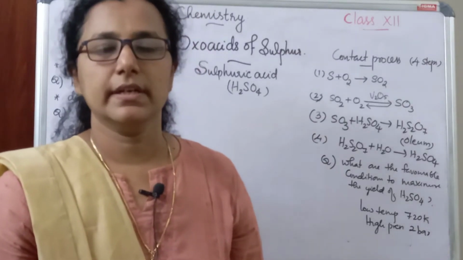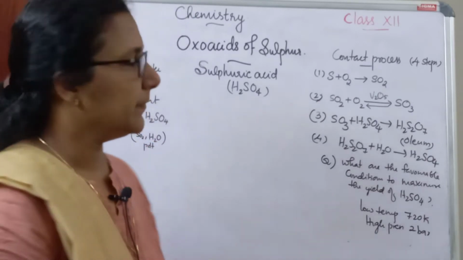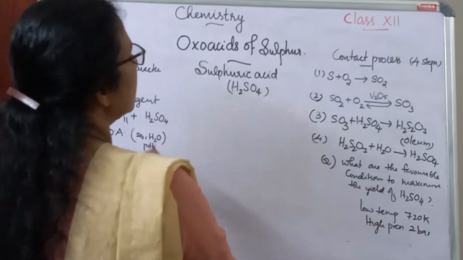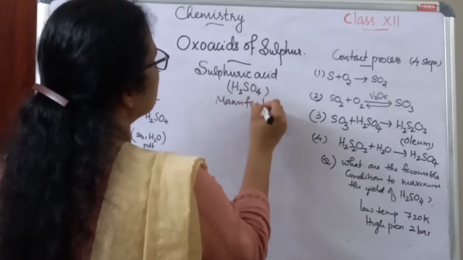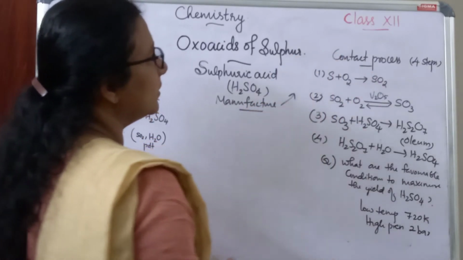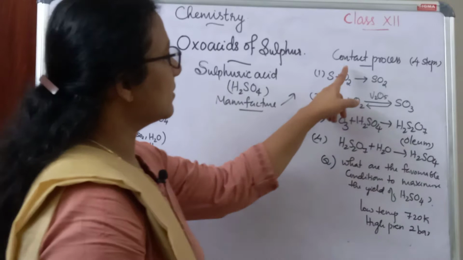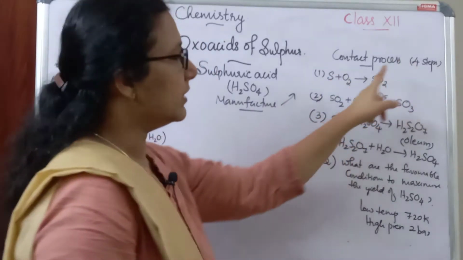Hello students, let us study about sulfuric acid, which is an important oxo acid of sulfur. So sulfuric acid is H2SO4. First of all, let's see the manufacture. It is manufactured by the contact process, and that process involves 4 important steps.